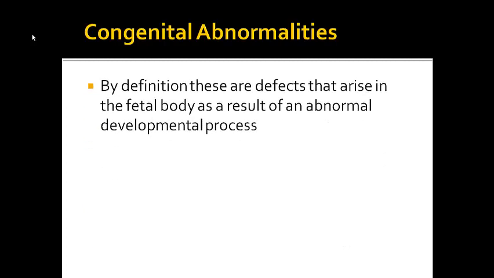By definition, these are defects that arise in the fetal body as a result of an abnormal developmental process. So, if any of the stages of development are defective, for example, if there's a problem with the primitive streak appearing, or a problem with the folding of the body, or a certain population of cells doesn't migrate the way it's supposed to, then that results in a congenital abnormality.